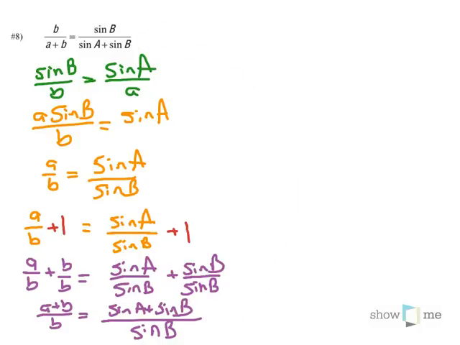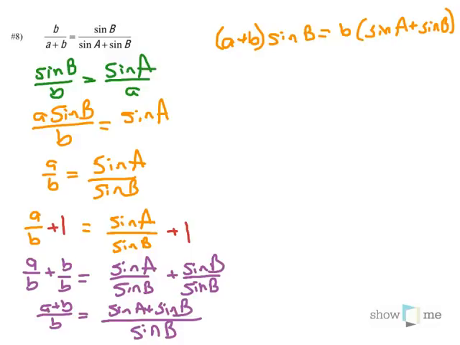What's on the top should be on the bottom. What's on the bottom should be on the top. I am going to multiply both sides by my denominators. If I do that, on the left, I'm going to get a plus b times sine of b. On the right, I'm going to get b times sine of a plus sine of b. Multiply both sides by our denominators, b sine of b.